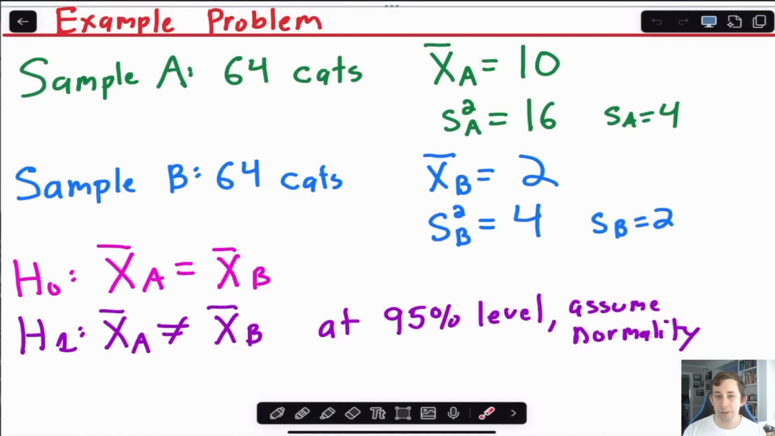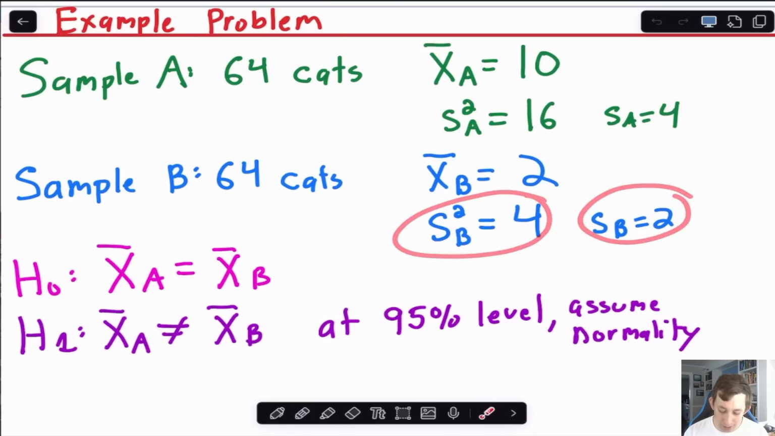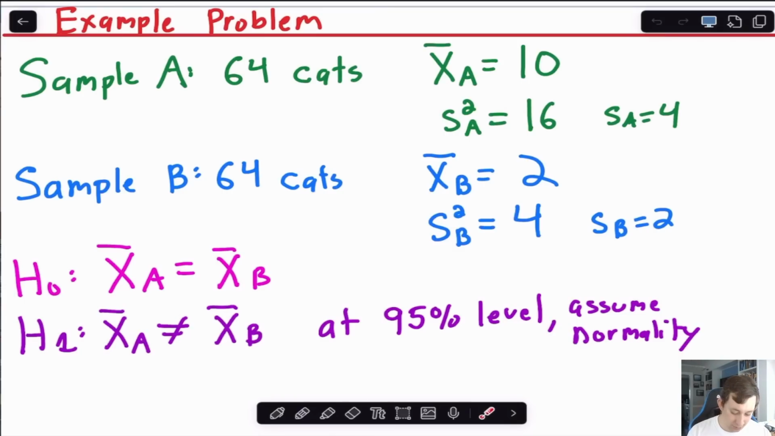So now, just for fun, let's do a numerical example, where in sample A and sample B, I've each got 64 cats. In sample A, my average weight is 10 pounds, with a standard deviation of 4 pounds. And in sample B, I've got a sample average of 2 pounds, and a variance of 4 pounds and a standard deviation of 2 pounds. And maybe my null hypothesis is that the two sample means are equal, and my alternative hypothesis is that the two sample means are not equal, so it's a two-sided test.